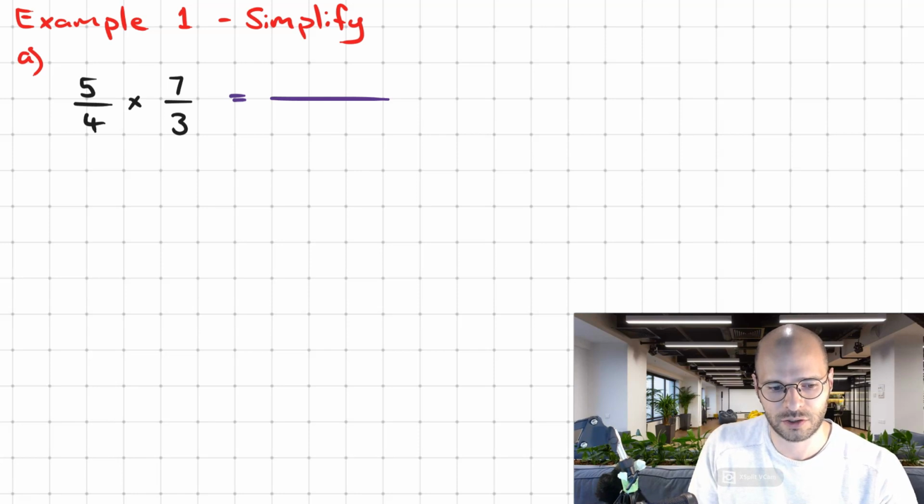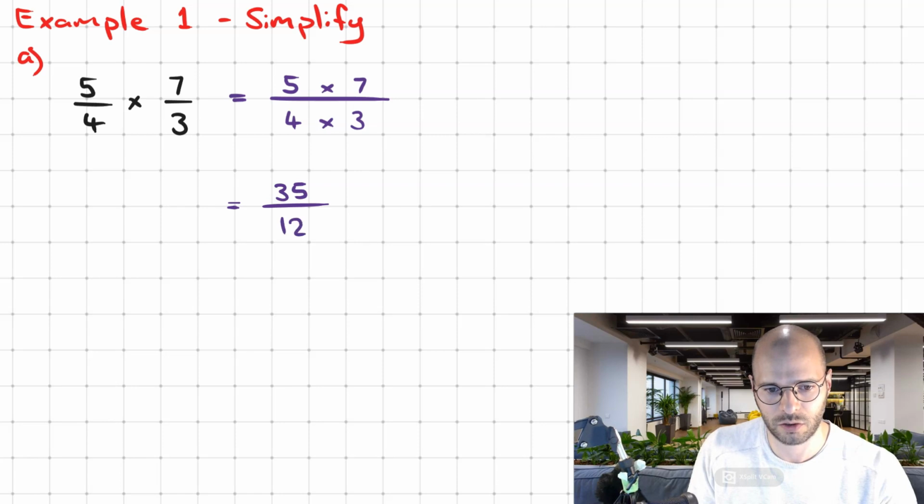I'm going to get my numerators 5 and 7, and they're going to be multiplied together. I now get my denominators 4 and 3, and they're going to be multiplied together as well. I go to a new line by drawing the equal sign immediately underneath the first one. I then draw my vinculum in. 5 times 7 gives me 35. 4 times 3 gives me 12.